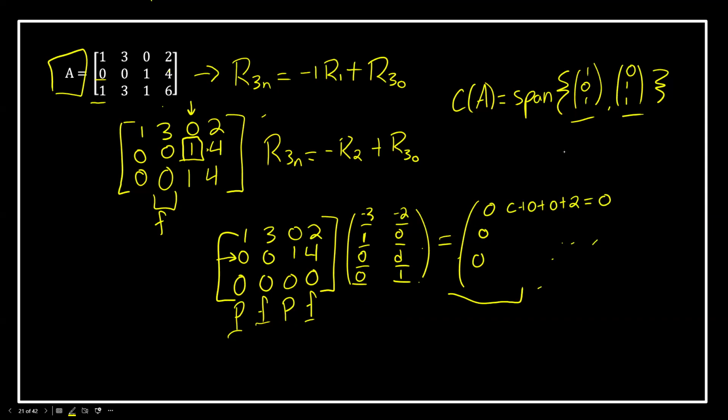Then we do 0 times -2 is 0, plus 0 times 0 is 0, plus 1 times D is D, plus 4 times 1 is 4. And we want that to equal 0. So what must D equal? Negative 4.